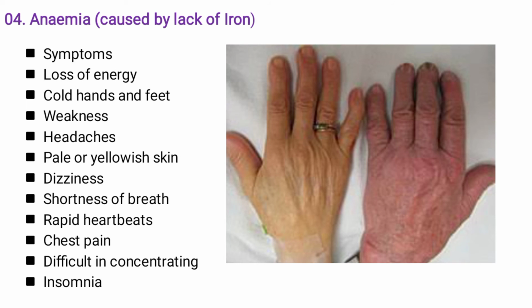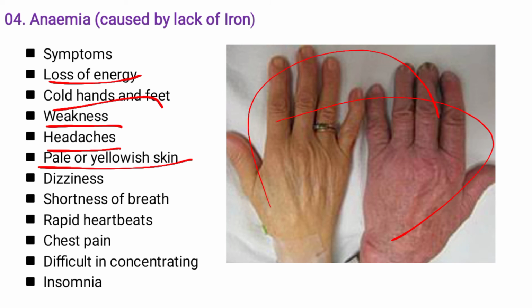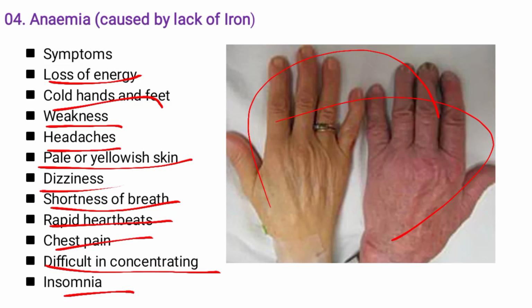Number 4, anemia. Anemia is caused by lack of iron in our body, and most people who suffer from anemia are old people. Symptoms of anemia are loss of energy, cold hands and feet, weakness, headache, pale or yellowish skin, dizziness, shortness of breath, meaning one won't be breathing properly, rapid heartbeat, where the heart will be pumping so fast, chest pain, difficulty in concentrating, and also insomnia.